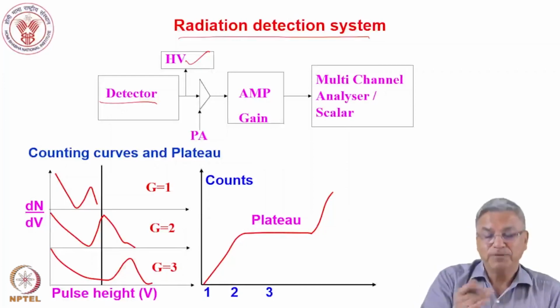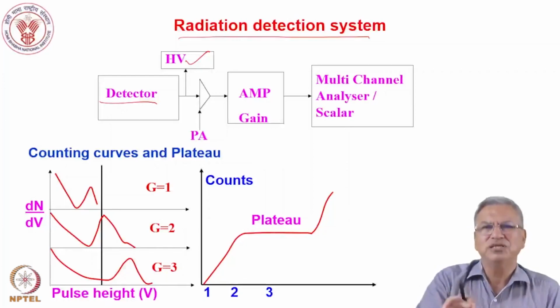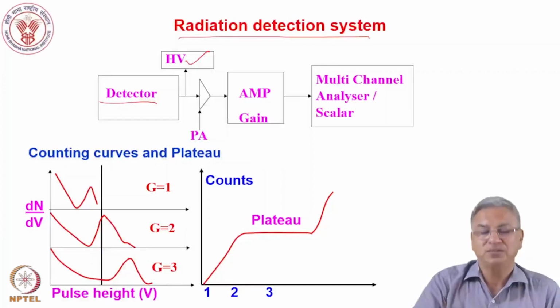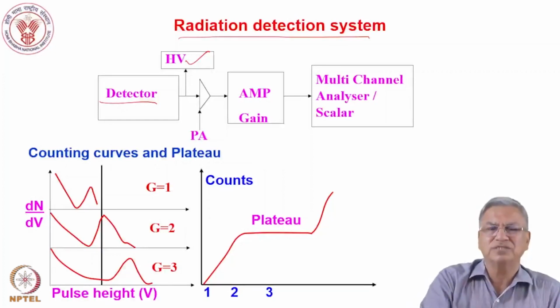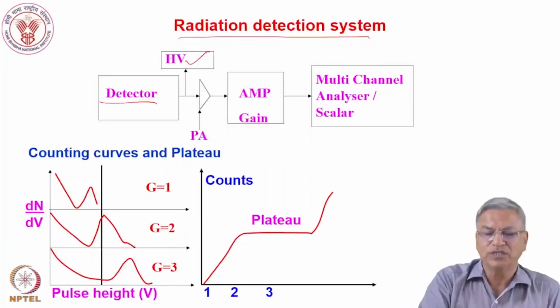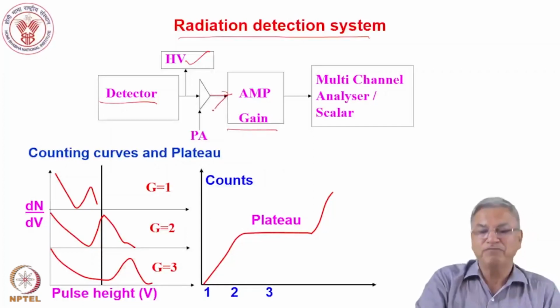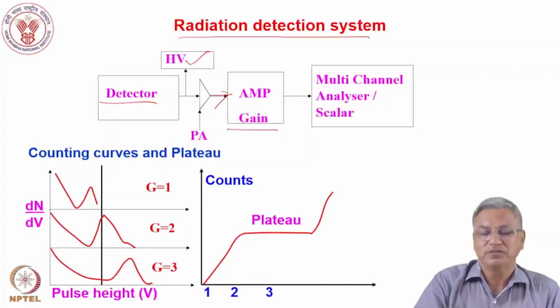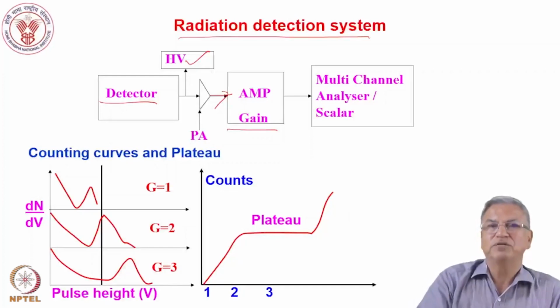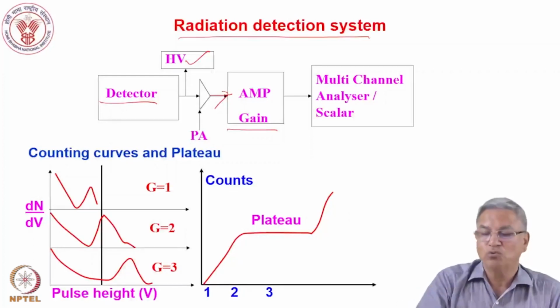And the preamplifier is actually just giving an initial signal which has a low output impedance. Normally, detector output impedance is very high. It will get attenuated. So you use the preamplifier to decrease the impedance of the output signal, and subsequently you can carry it to a long distance, and then there is an amplifier which will amplify the signal to a measurable range of 0 to 10 volt or whatever it is.